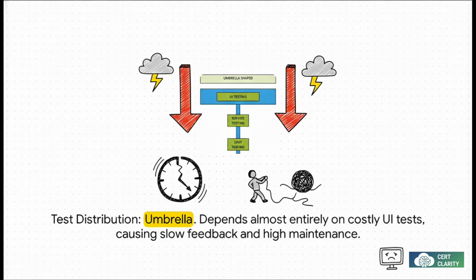And last up, the umbrella. This shape shows you're pretty much completely dependent on UI testing. You often find this with older legacy systems where it's just not possible to do lower-level testing. The result? The slowest feedback you can imagine and a maintenance nightmare.